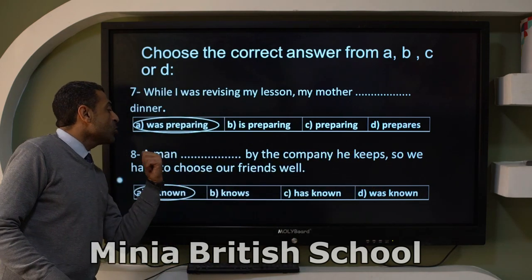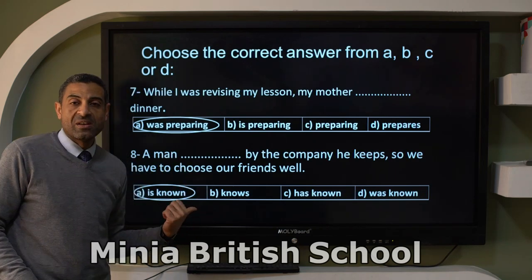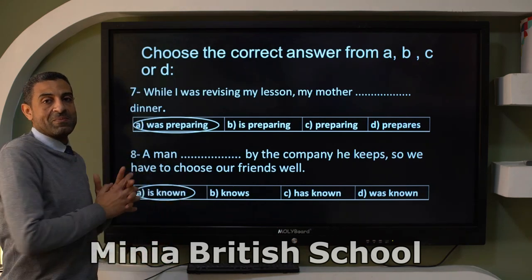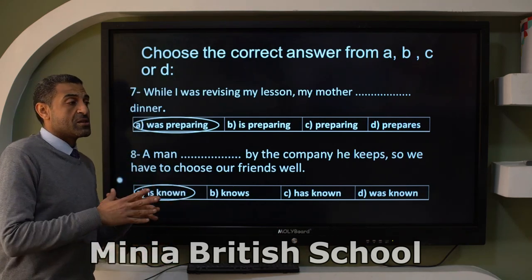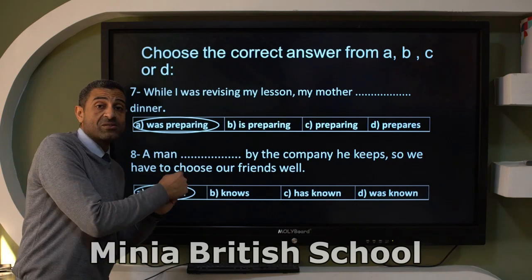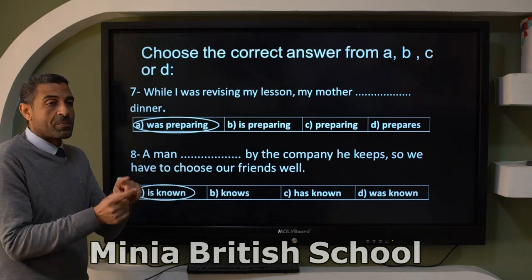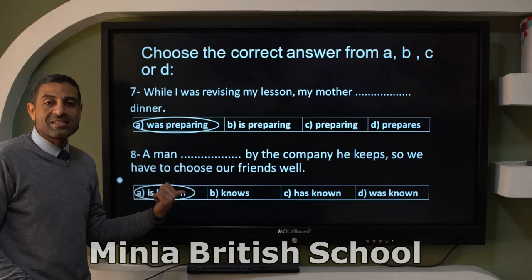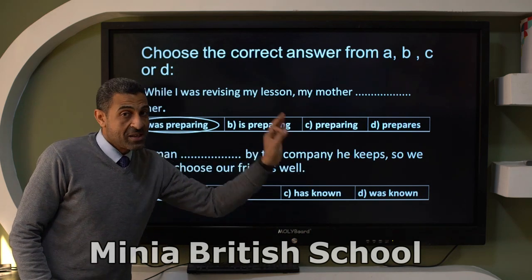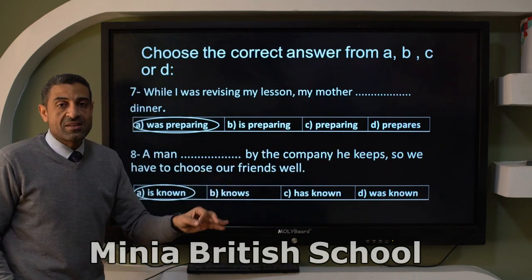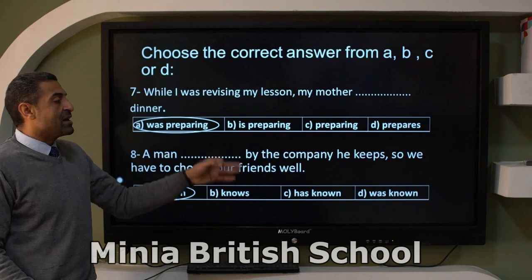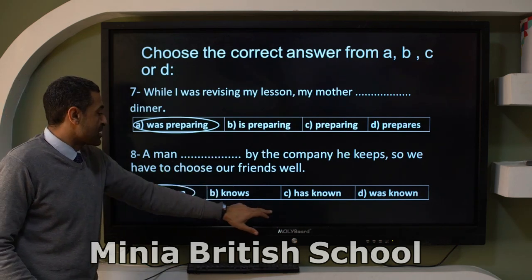So we have to choose. And have to, this is a kind of something which is necessary at present time. So here we have to choose. This is present. So I have to complete the correct structure using the present form of the passive voice. And it will be is known. It will not be was known, because the other part of the sentence can clarify that the sentence is already in present form, so is known is the correct answer.